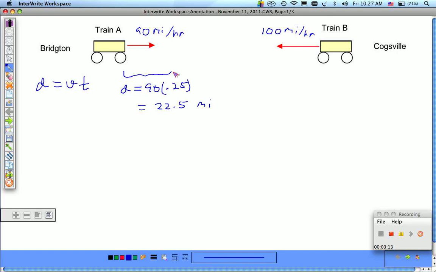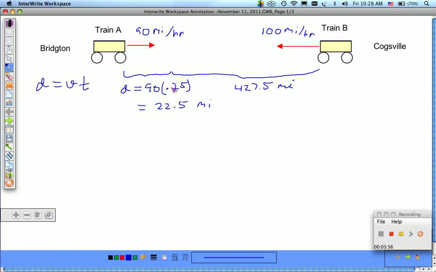Now, the total distance between train A and train B is 450 miles. But since train A has a head start of 22.5 miles, at the time train B leaves Cogsville, the distance between the trains, let's put it down here, is 427.5 miles. Does that make sense? 427.5 miles plus 22.5 miles gives us the total distance of 450. That's the distance between the trains when they started out.